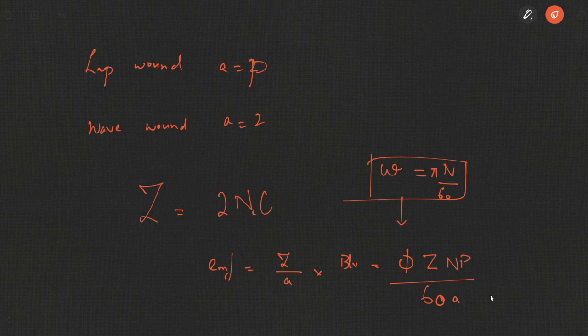Fine. Now A will be 2 for a wave wound machine, and for a lap wound machine this A will be equal to P. So this finishes our discussion of wave winding and lap winding. We will continue with the equations, and we'll start with some examples on the EMF equation in the next session.